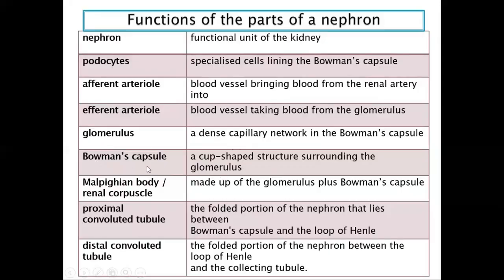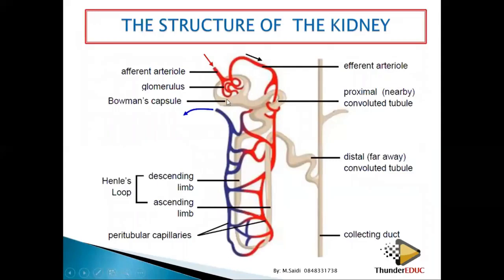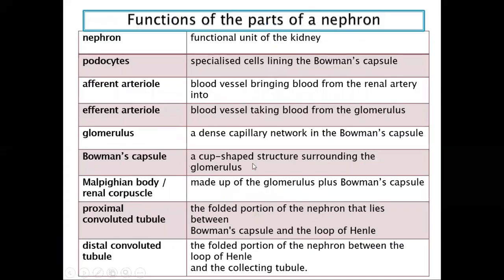Then you have what you call the Bowman's capsule. This is a cup shape. It's like it allows substance to be held. Yes, so it is a cup-shaped structure surrounding the glomerulus. So if you look at it here, you'll find out that it's like a cup. So it surrounds the what? The glomerulus.